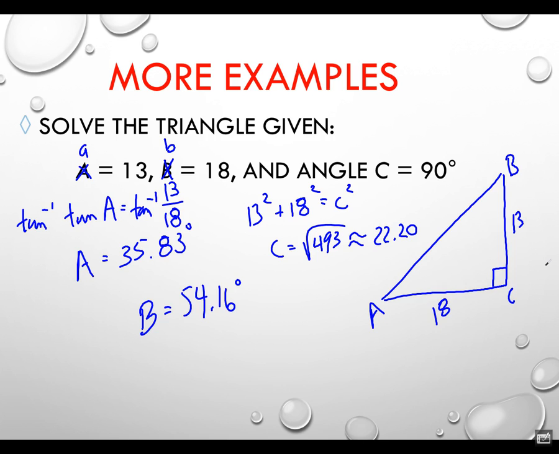So you can do the sine of B is 18 over C. You could do the cosine of B is 13 over C. You could do the sine of A is 13 over C. So a lot of possibilities, or just Pythagorean theorem. It's up to you. You'll get the same answer. The only difference is, if you use trig, you're not going to get a square root answer. You'll just get the decimal value of 22.20, which is fine. Any problems?